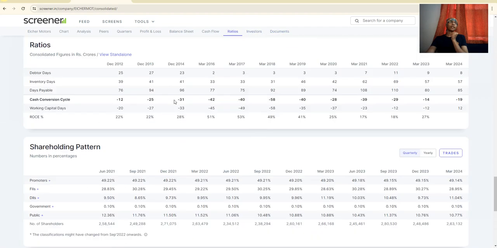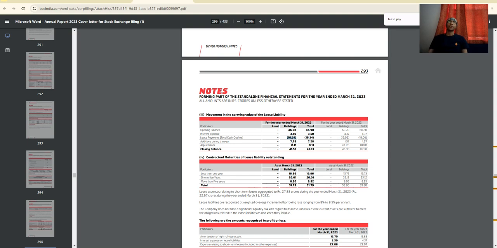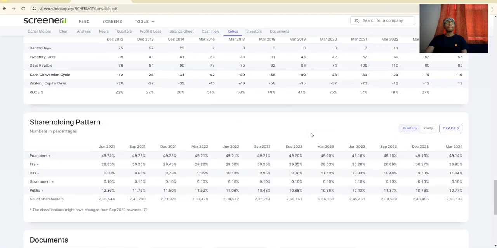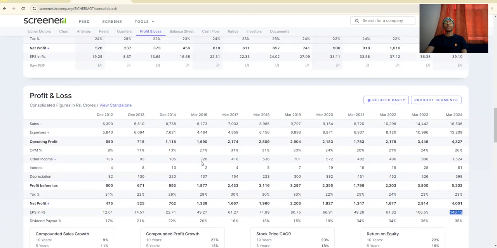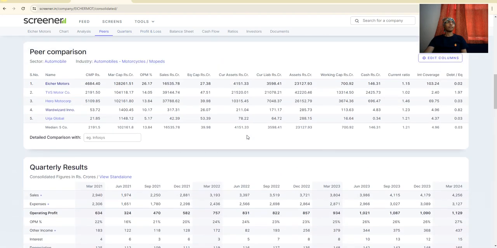For that, I don't think they will have the data. I'll have to go into annual reports. So as you can see, friends, they have lease payments of 16.34 crores for 2023 and 19 crores for 2022. Now I cannot see a report for 2024 here, but anyways, even if you take a 20 crore figure for this, their EBIT, let me see their EBIT.